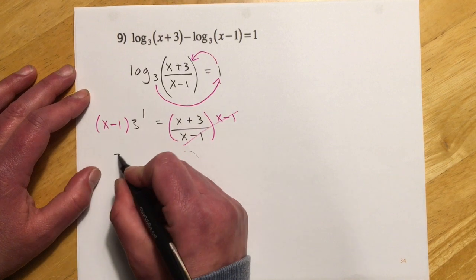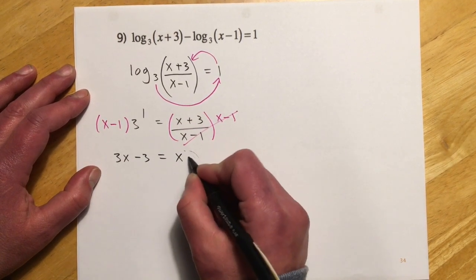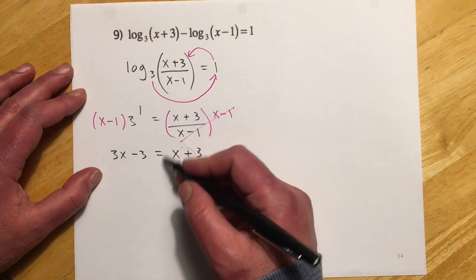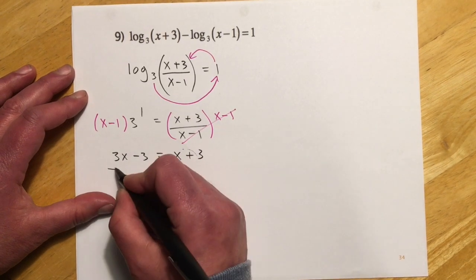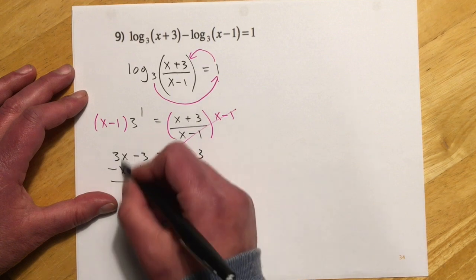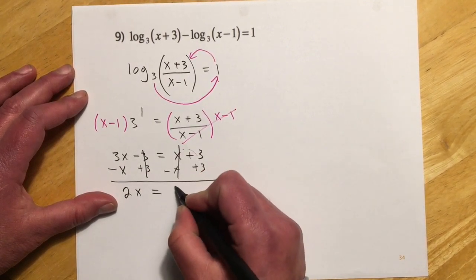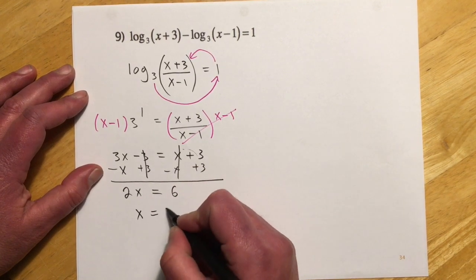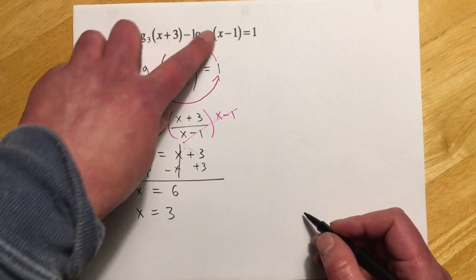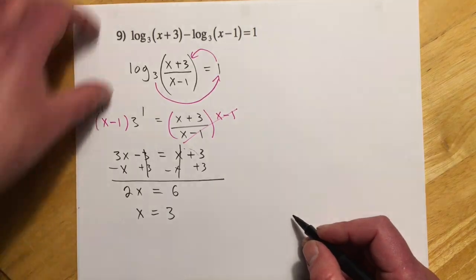And that's going to let me bring that up and turn it into something that looks a little more linear. So 3 times x is 3x, 3 times negative 1 is negative 3, and x plus 3. And then we'll put the x's to one side because it's linear, so moving the x over, and then I'll add this 3 over here at the same time. That's going to give me 2x, the 3's drop out, x's drop out, equals 6, and it looks like x equals 3. If I put the 3 back in, 3 plus 3 is 6, that stays positive. 3 minus 1 is 2, that stays positive, so all is well.